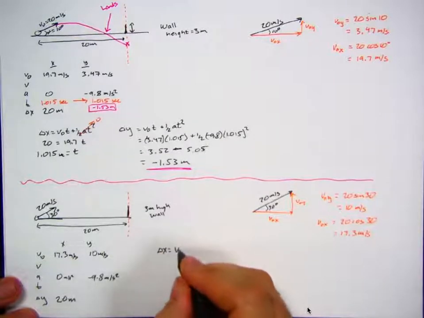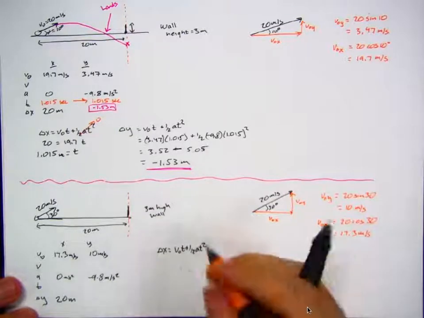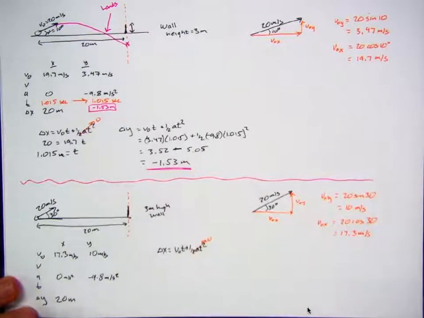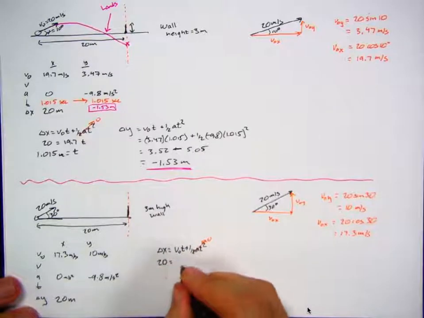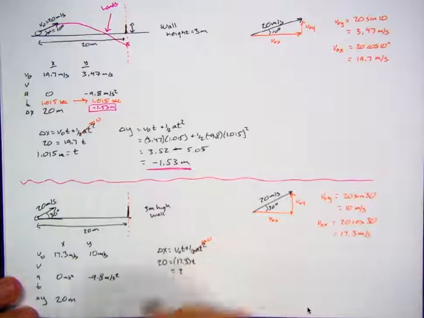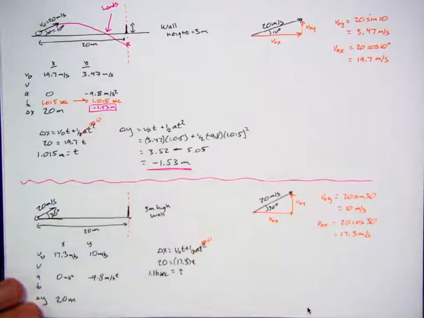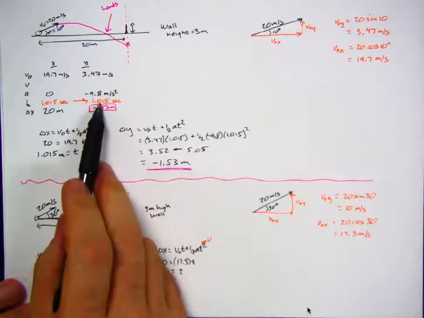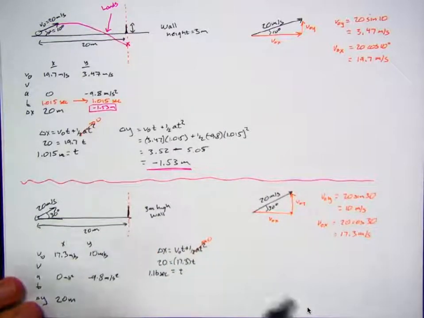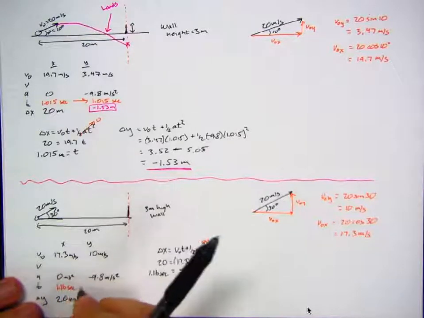Delta x is equal to V0t plus 1/2 at squared. Acceleration is 0 in the x direction. 20 is equal to 17.3 t. T this time is equal to 1.16. So because it's steeper compared to up here, it's in the air longer. So time is equal to 1.16 seconds.